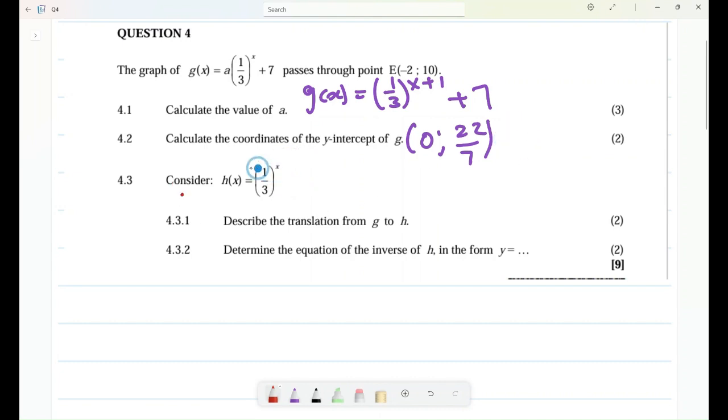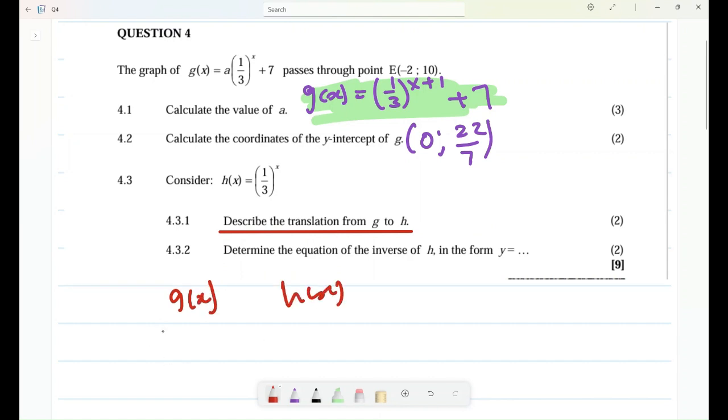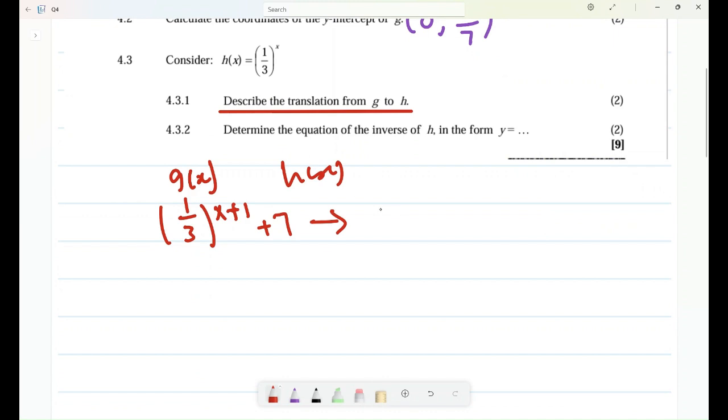Consider h of x. Now we have h of x, which is equal to 1 divided by 3 to the power of x. Remember, this is g of x, this part. 4.3.1 says describe the transformation from g to h. Let's say this is g of x, then this is h of x. Let's see the transformation. g of x was 1 divided by 3 to the power of x plus 1, plus 7. How did it transform to h of x, which is only 1 divided by 3 to the power of x?